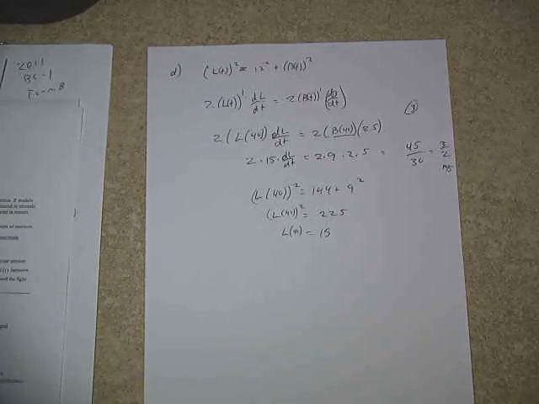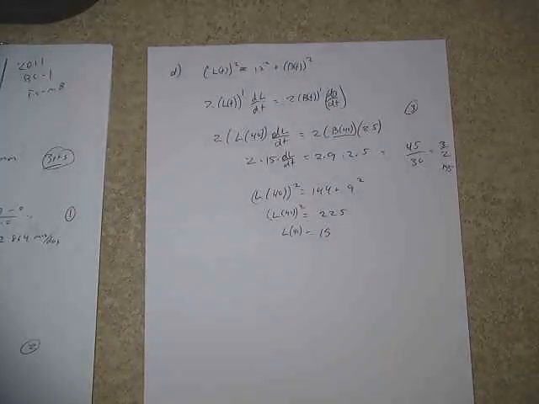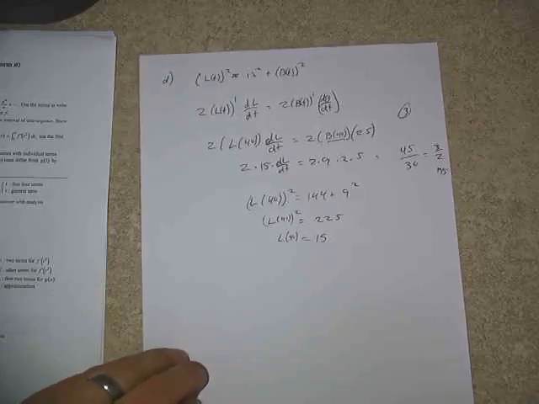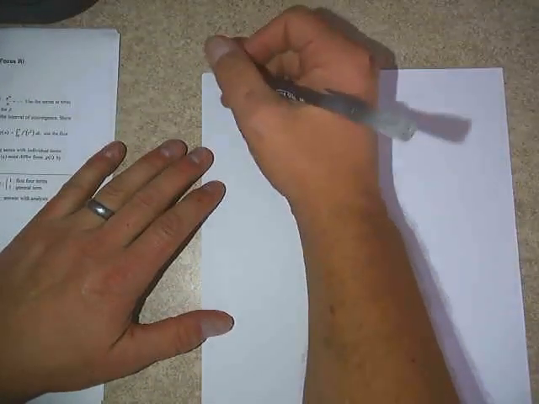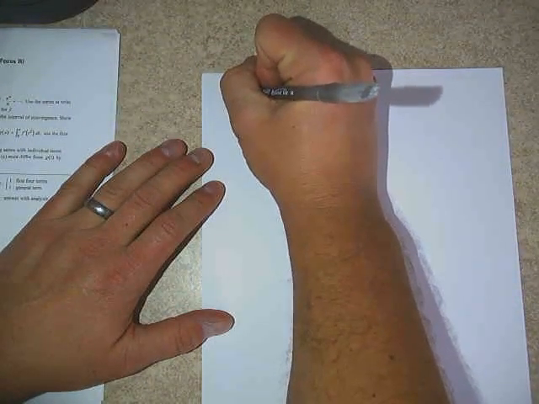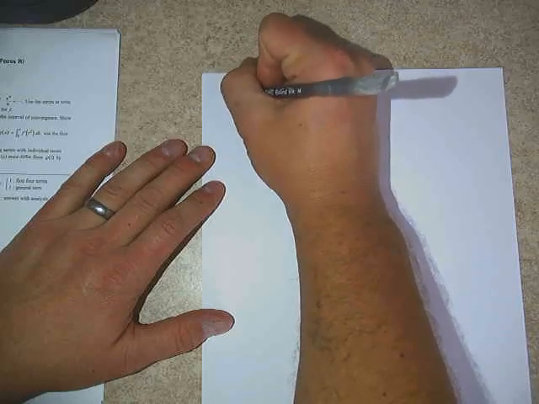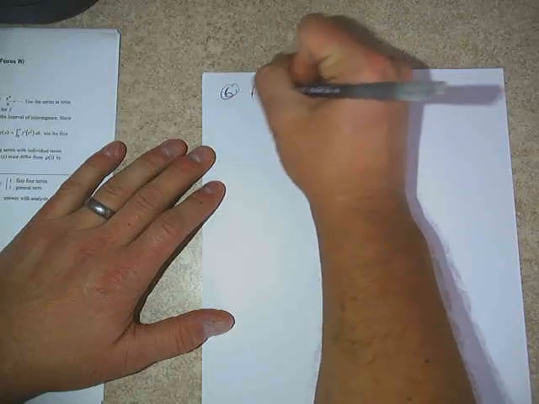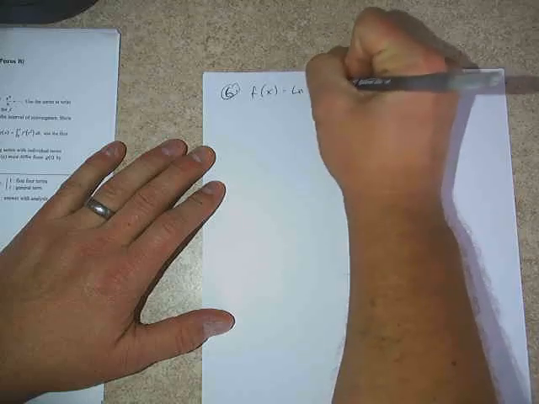And remember again, there was 1 point for the units in parts A and B, so a total of 3. Okay. Some questions on number 5? All right, well, let's check out number 6.